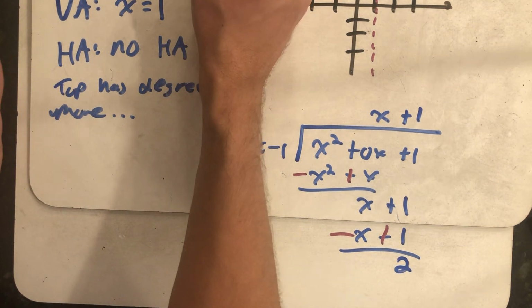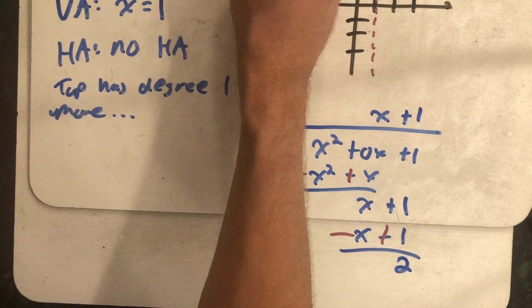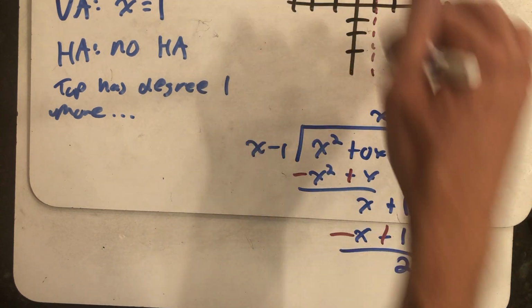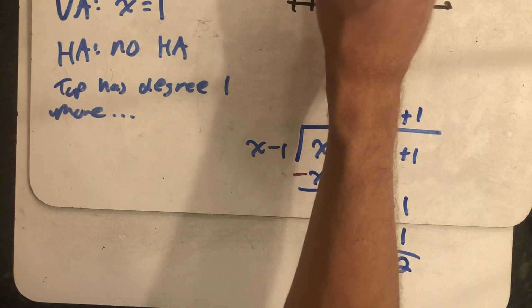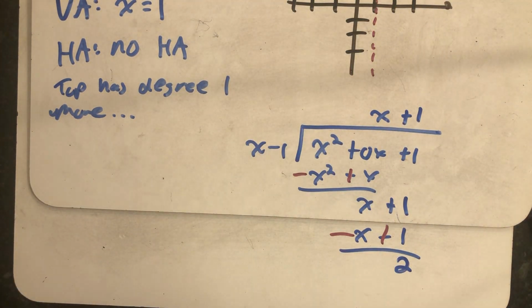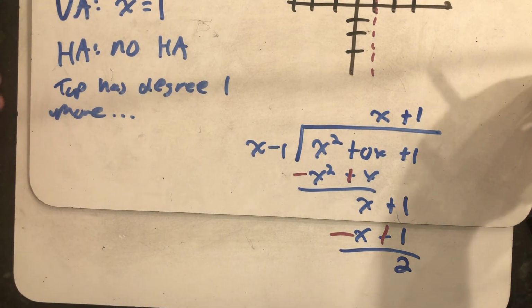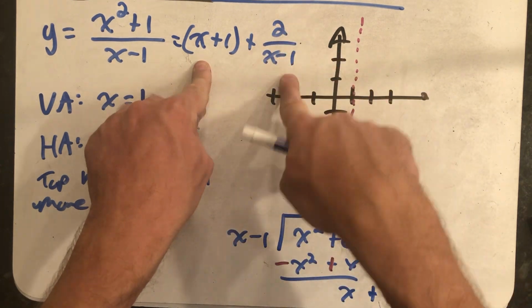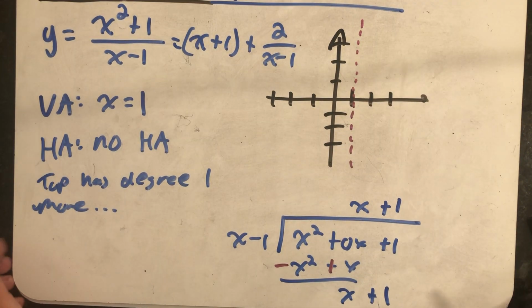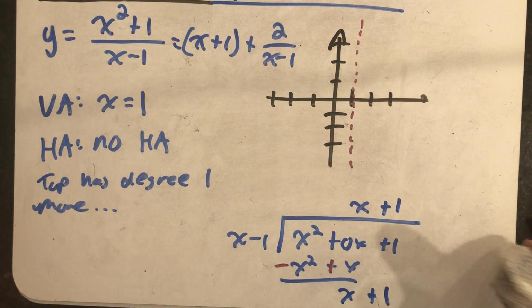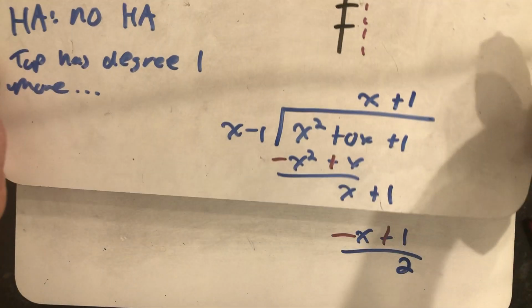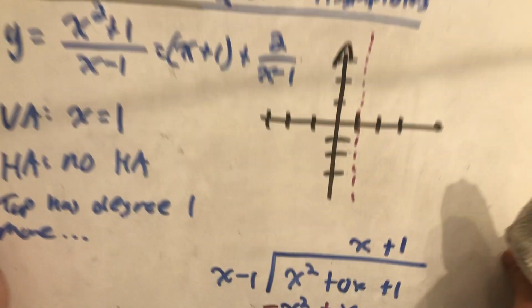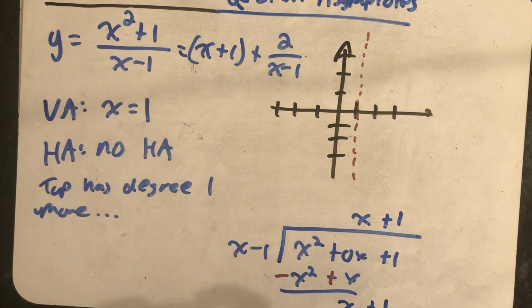That means that this fraction we started with is equal to the quotient, x plus 1, plus the remainder over what we were dividing by. You didn't see me write that down up here, but it's the quotient plus the remainder over what we were dividing by. Sorry about that. So our long division gives us a quotient and a remainder, and then we can put that together to reformulate the function.